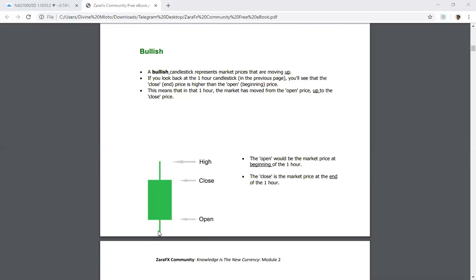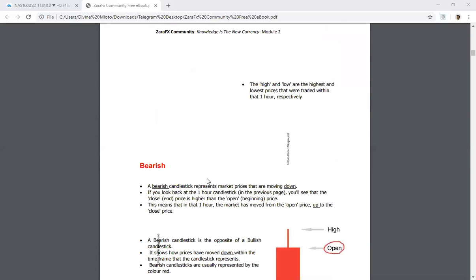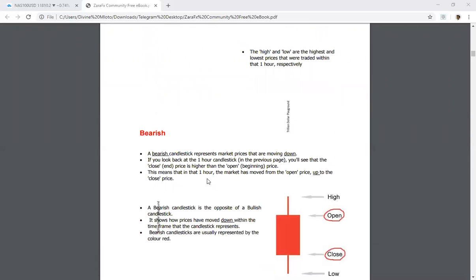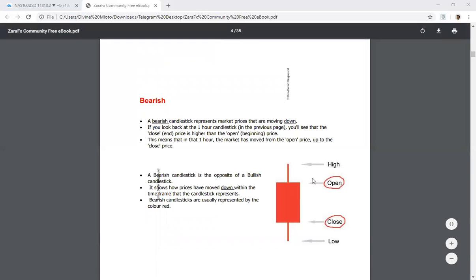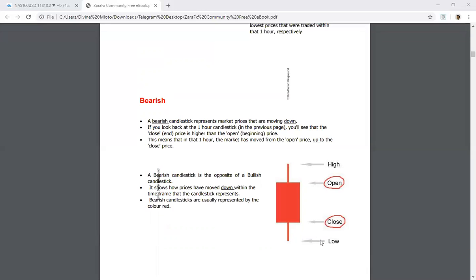Anyway, the open is where price opened. This is the low. This is the close. This is the high. Same thing for a bearish candlestick. A bearish candlestick represents market prices that are moving down. If you look back at whatever time frame you're looking at, 1 hour, 15 minutes, this is the open, this is the high, this is the close, this is the low. So the open is always higher than the close. Not sure if you guys get me.